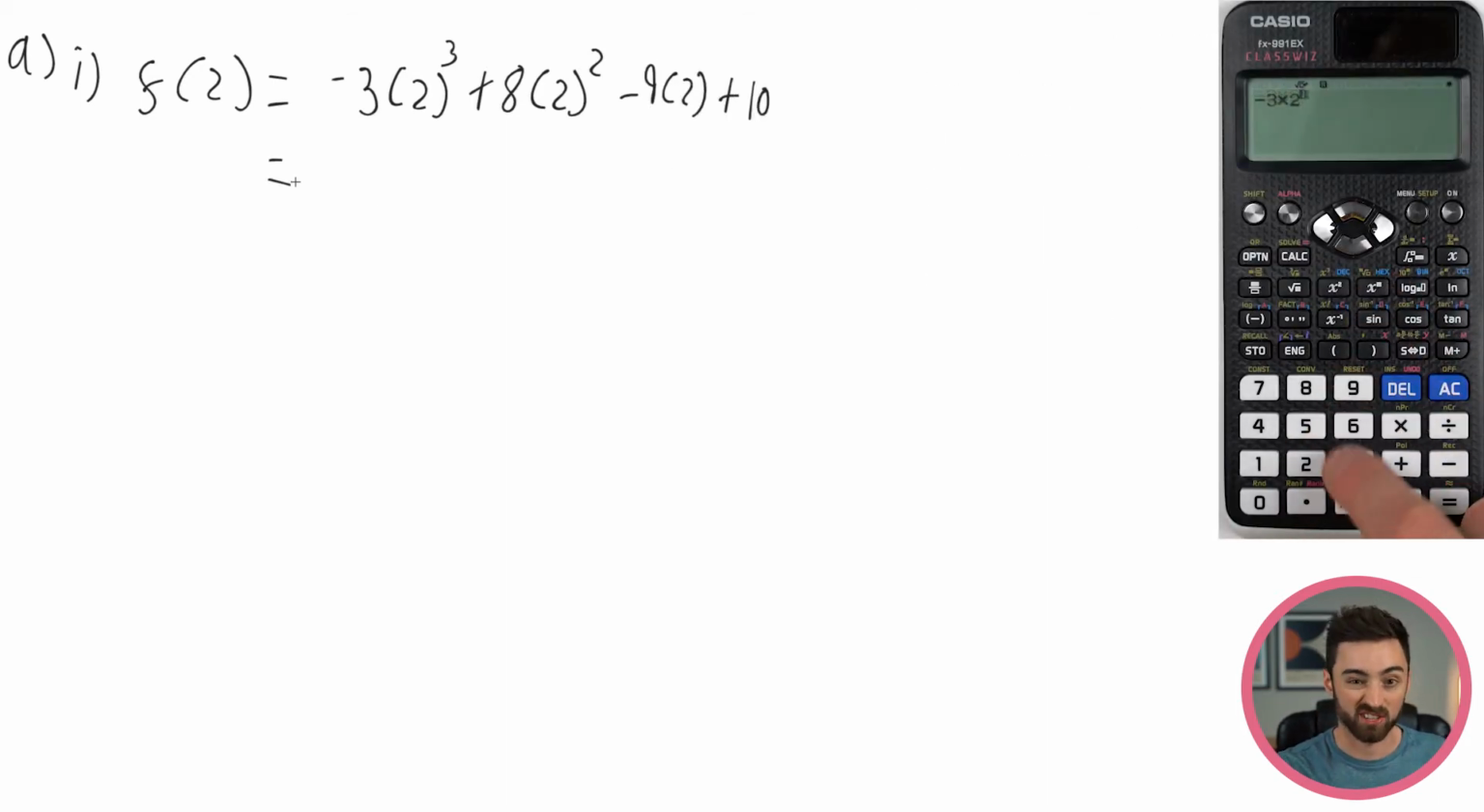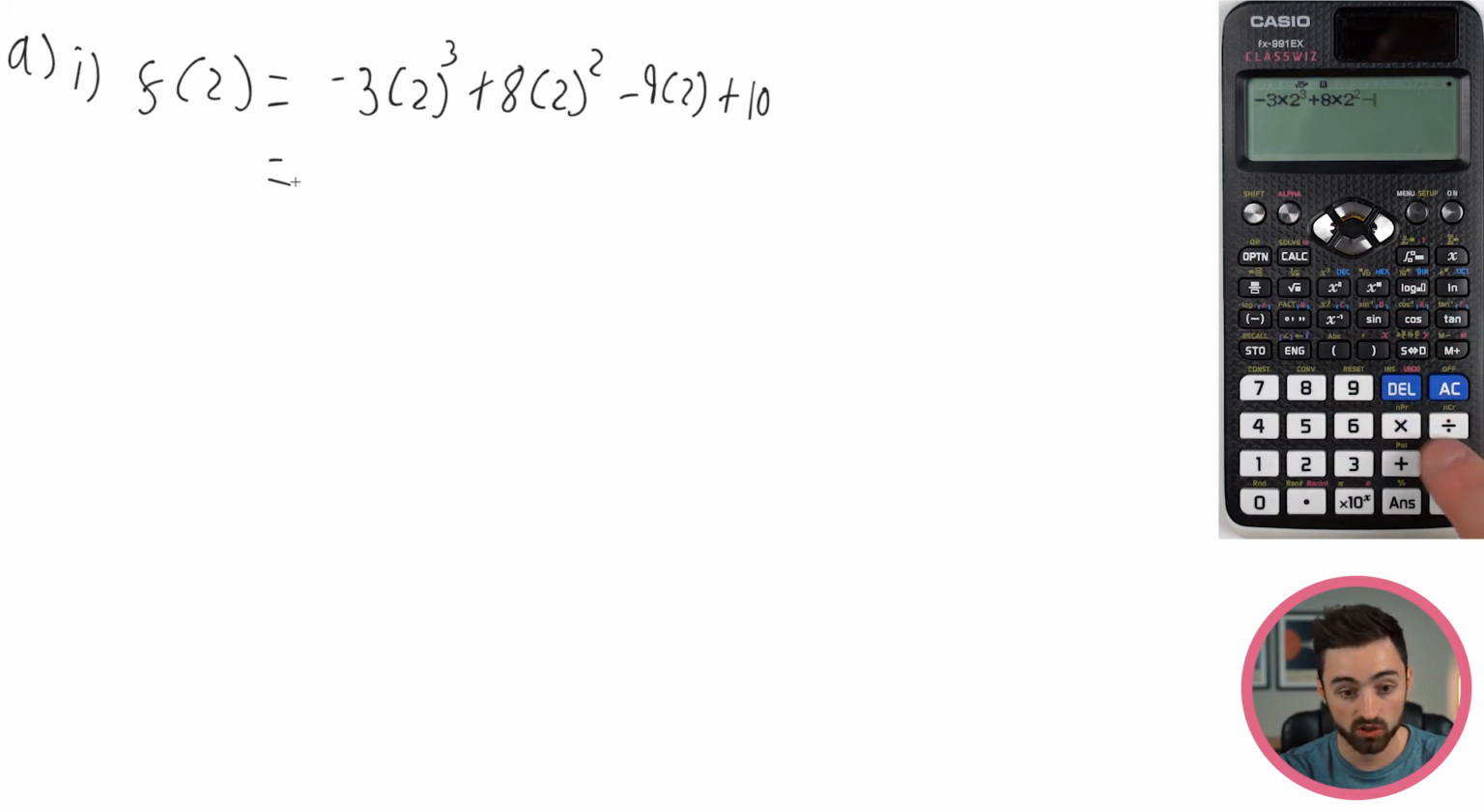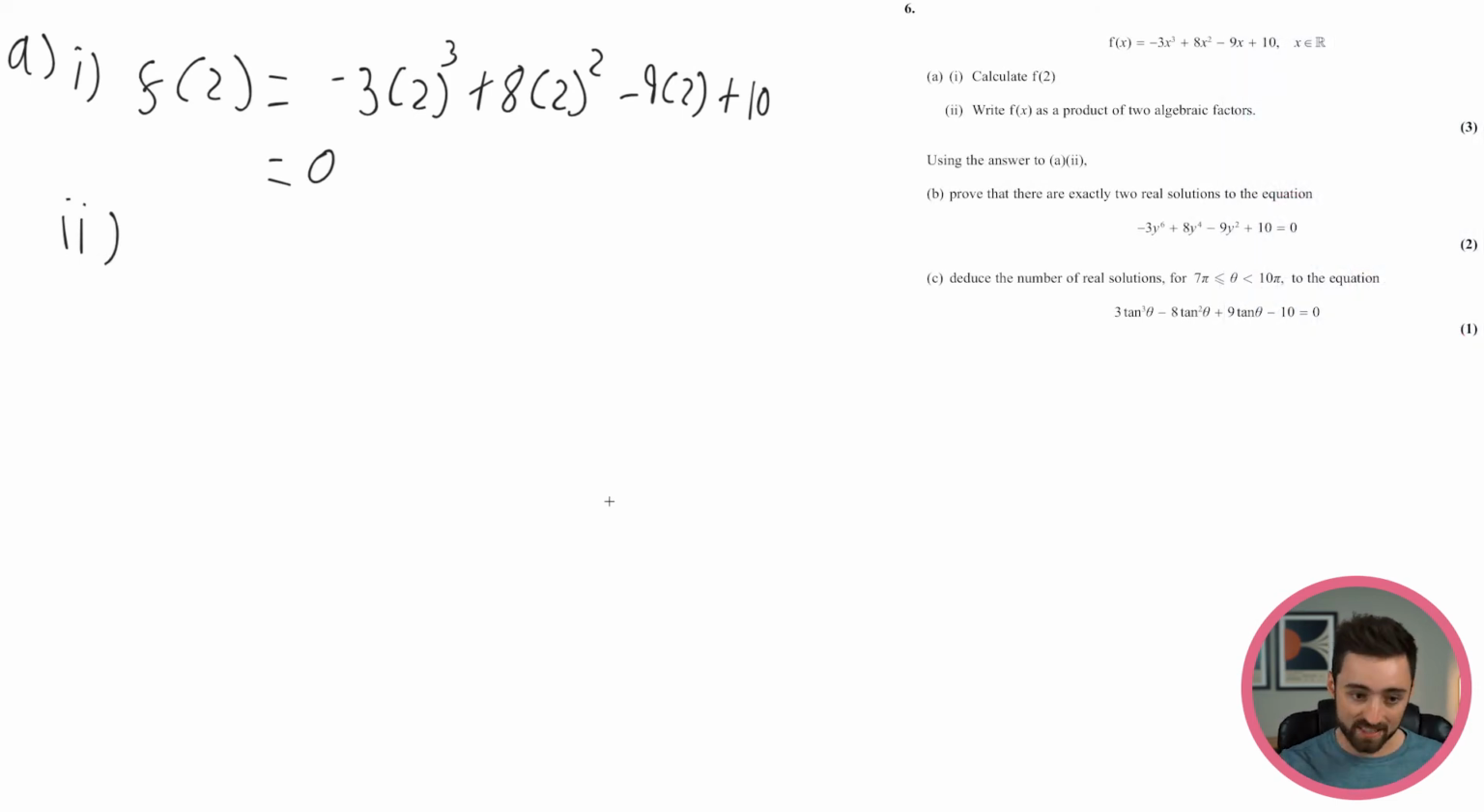So straight away, I'm just going to go to my calculator. Minus 3 times 2 cubed plus 8 times 2 squared minus 9 times 2 plus 10. And I get 0. Right, this is going to be relevant, okay? Why is that? Because of the factor theorem. So the factor theorem states that if f of a is 0, then x minus a is a factor of f.